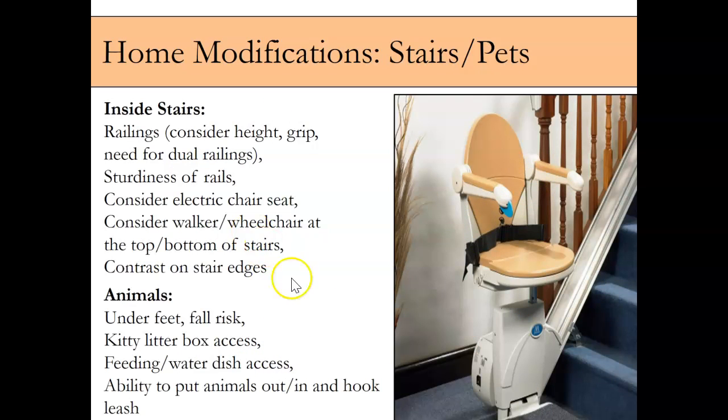The stairs. Obviously, this is a stair lift device. Very expensive, but the thing to get if somebody is having issues with stairs in their house. Checking out the rails, electric seat. Sometimes we put walkers or a wheelchair on top, so it's always there when they get up the steps. They can use it to get around on the bottom. Contrast on the edge of the steps, so they're not tripping over the steps as they go up.